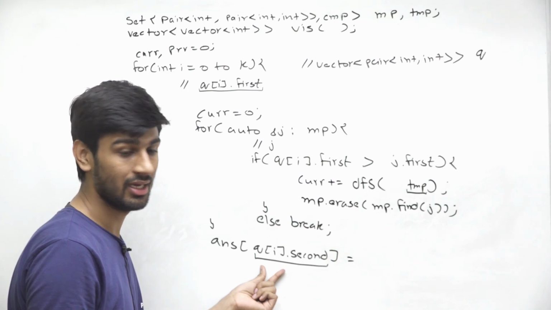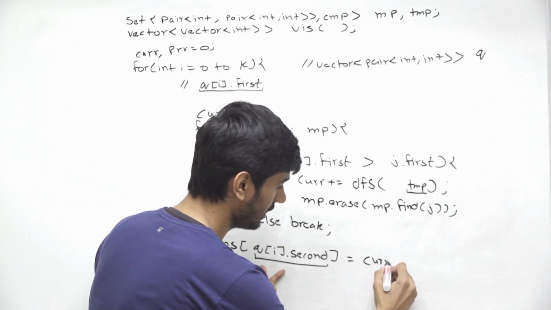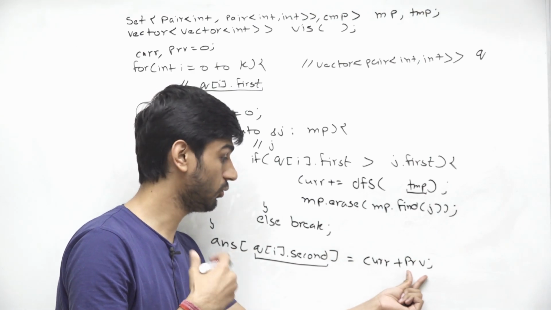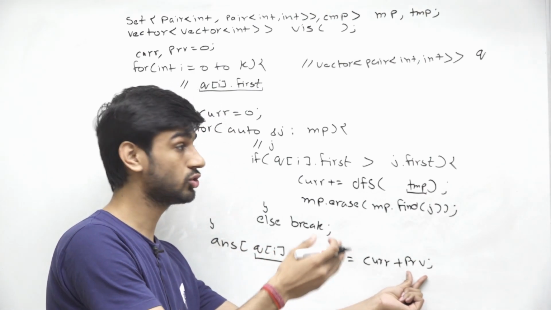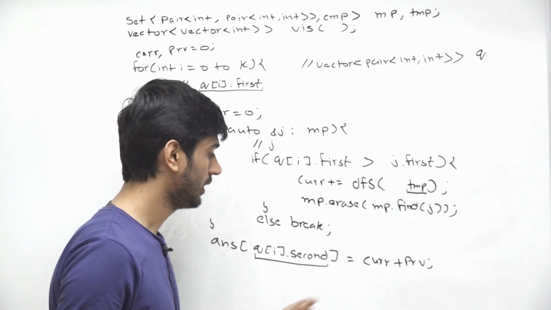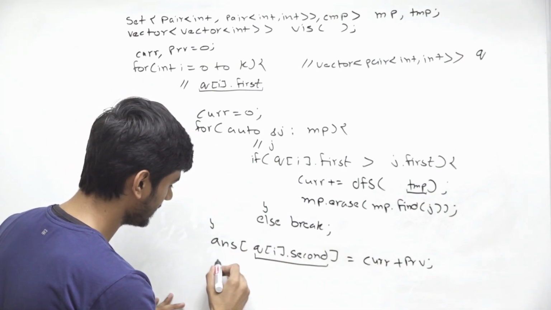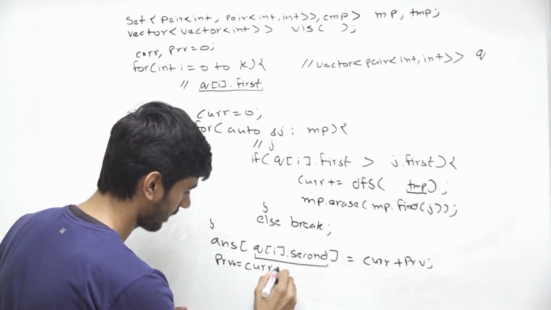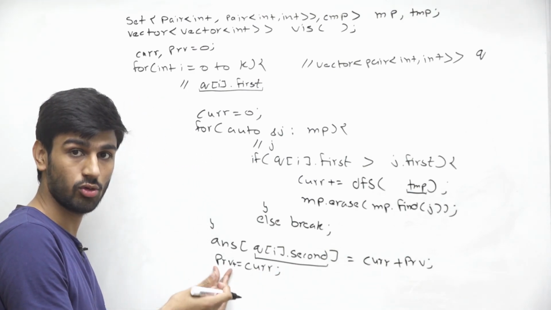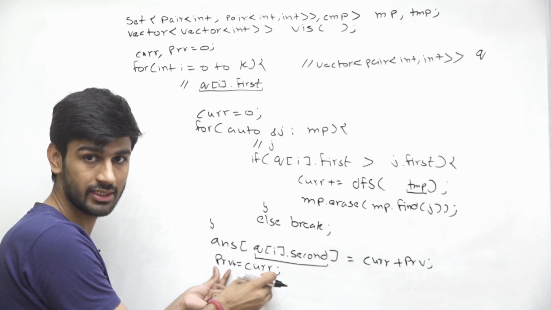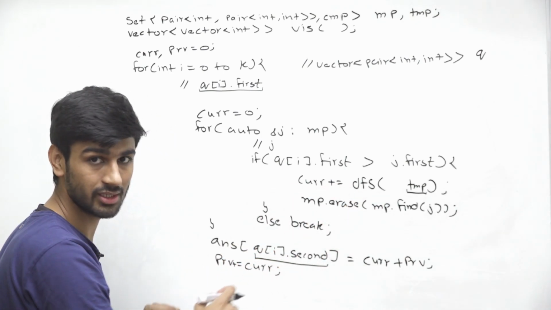And what is our answer? Our answer is current plus previous. Previous will store the total number of nodes that we have traversed so far, like before considering this ith query. Okay. Now we will update this previous. So previous will become plus equals to current. Right. It was holding the total number of nodes that we have traversed so far. Now we are adding the new nodes that we have traversed. Right. So for the next query, this will become the previous.